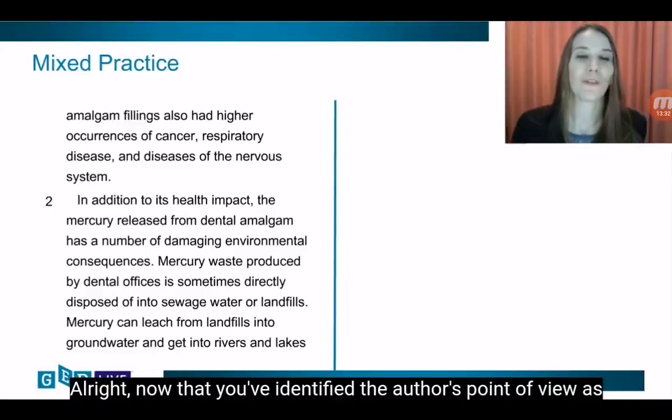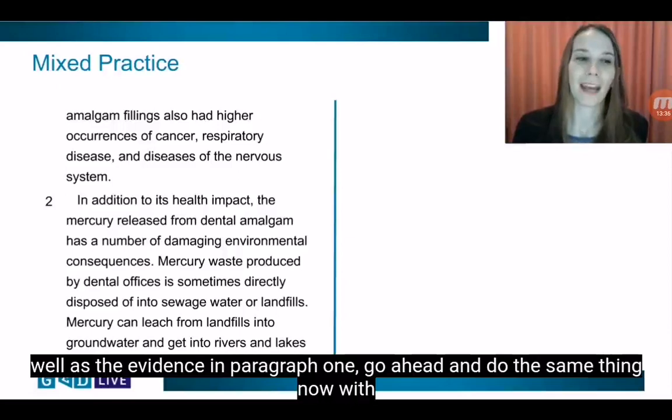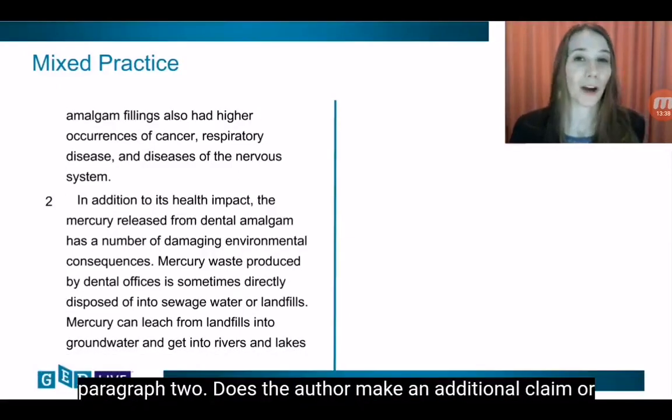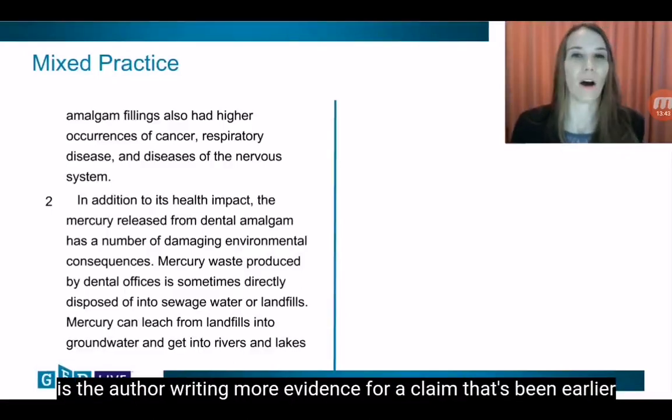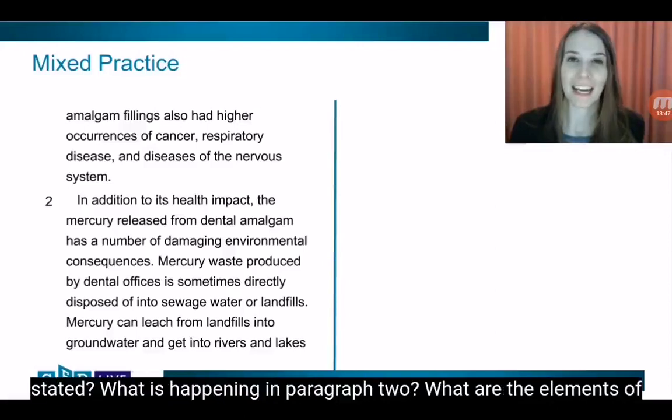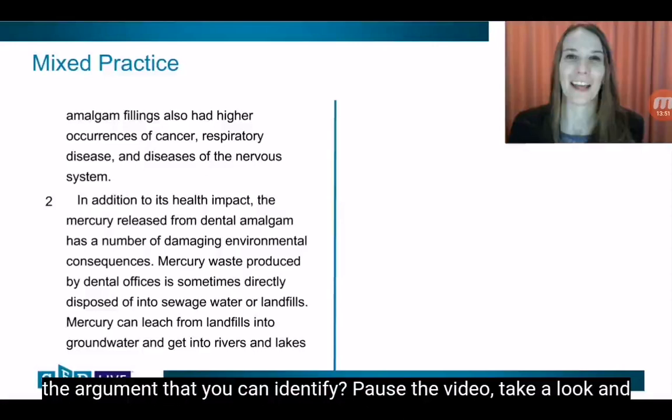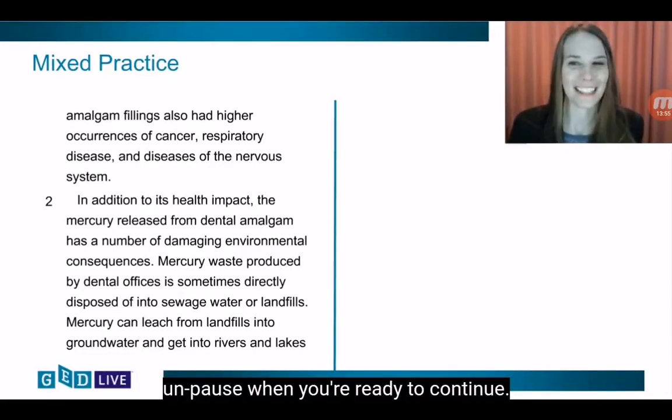All right, now that you've identified the author's point of view as well as the evidence in paragraph 1, go ahead and do the same thing now with paragraph 2. Does the author make an additional claim, or is the author providing more evidence for a claim that's been earlier stated? What is happening in paragraph 2? What are the elements of the argument that you can identify? Pause the video, take a look, and unpause when you're ready to continue.